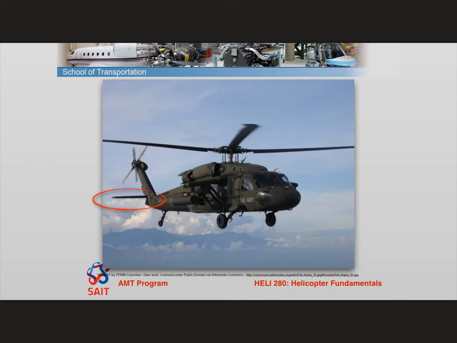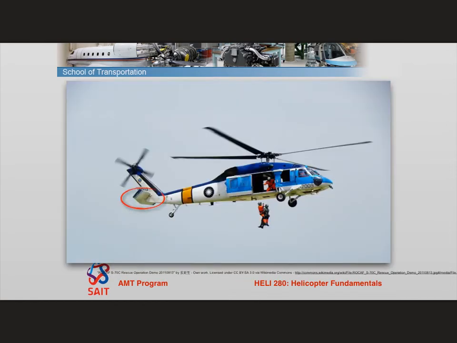So this is a Black Hawk. You can see this aircraft here in forward flight, and you can see that the horizontal stabilizer is relatively level with the airframe. However, same aircraft type, don't mind the change in the paint job, different position.